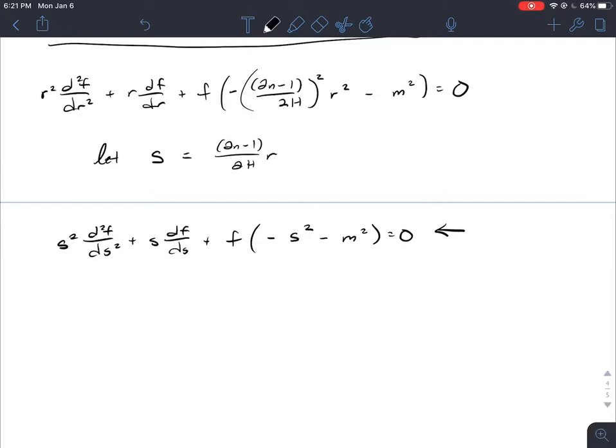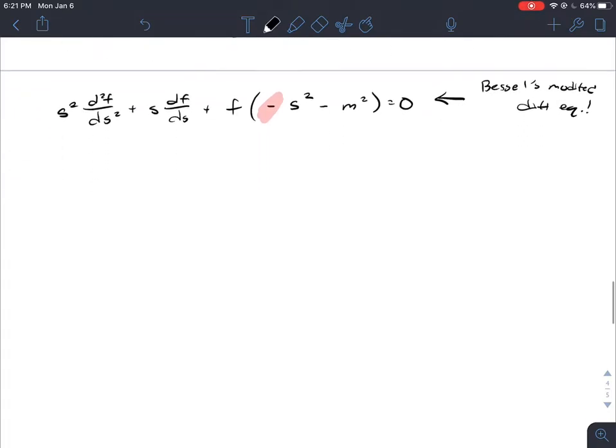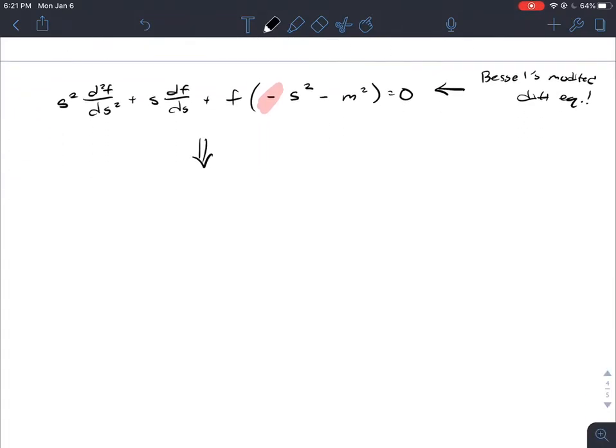So this equation right here looks very similar to Bessel's differential equation, but it has a different name. It's called Bessel's modified diffeq. And the big reason for this is this negative sign right here. That negative sign changes a lot. So that forces modified Bessel functions to appear, because the solution for this turns out to be something nice and simple.